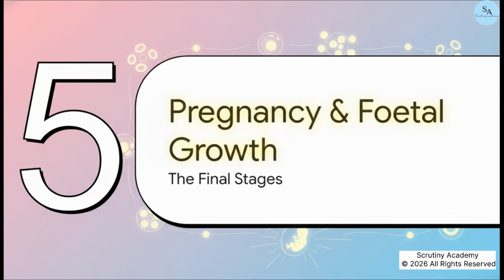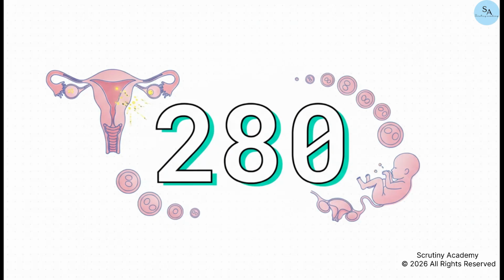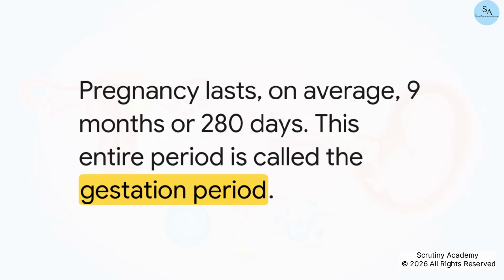Okay, so the embryo is implanted. It has its life support system. Now let's fast forward and look at the full-term development, the whole journey of pregnancy. Here's an important vocabulary switch you need to know. From the 3rd month of pregnancy on, we stop calling it an embryo. The correct scientific term is now fetus. This just marks a new stage where all the organs and systems are much more developed. So, how long does this whole process take? Well, on average, a full-term pregnancy lasts about 280 days, give or take, which is about 9 months. And this entire 9-month journey has a specific scientific name that you definitely need to know for your exams. It's called the gestation period.